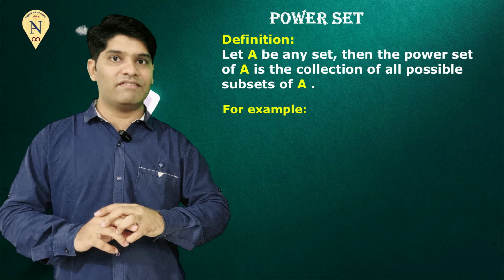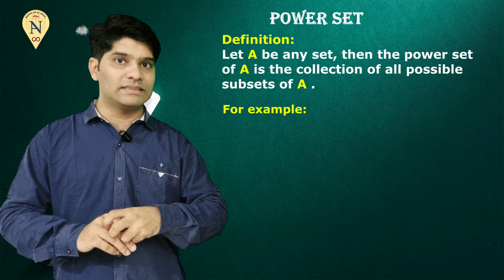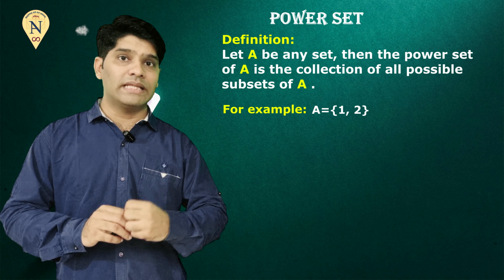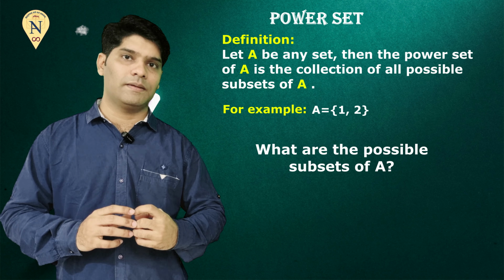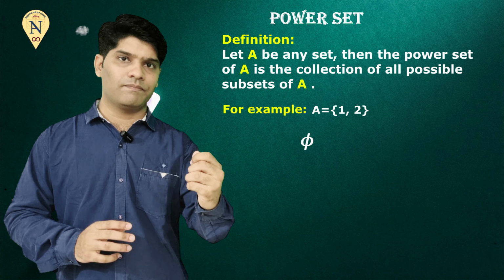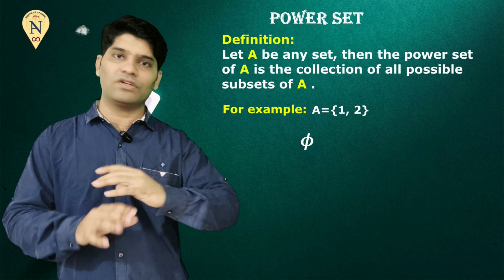For example, if I have a set having two elements, say a set A, capital A, having two elements 1, 2, then इसके कौन से सबसेट्स पॉसिबल है? सो सबसेट के लिस्ट में सबसे पहले एम्प्टी सेट तो आता ही है, because empty set is a subset of any set. So empty set will be there.